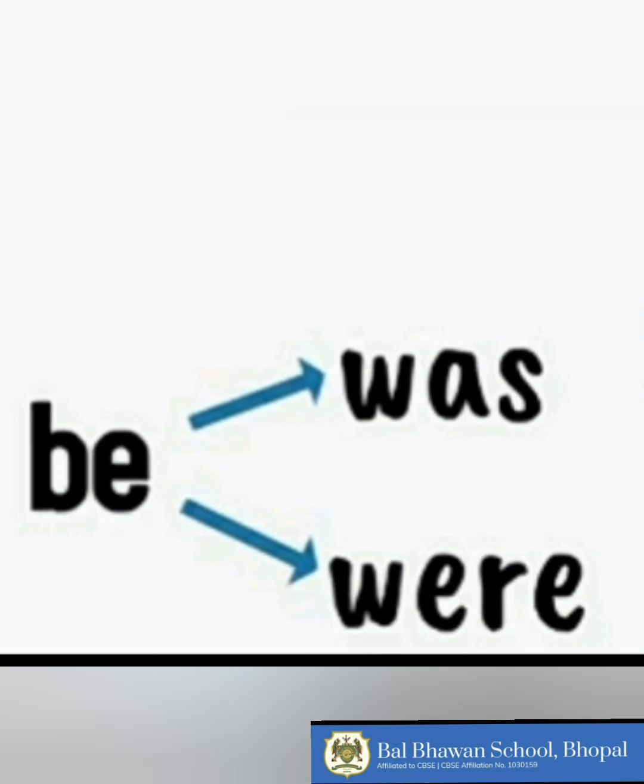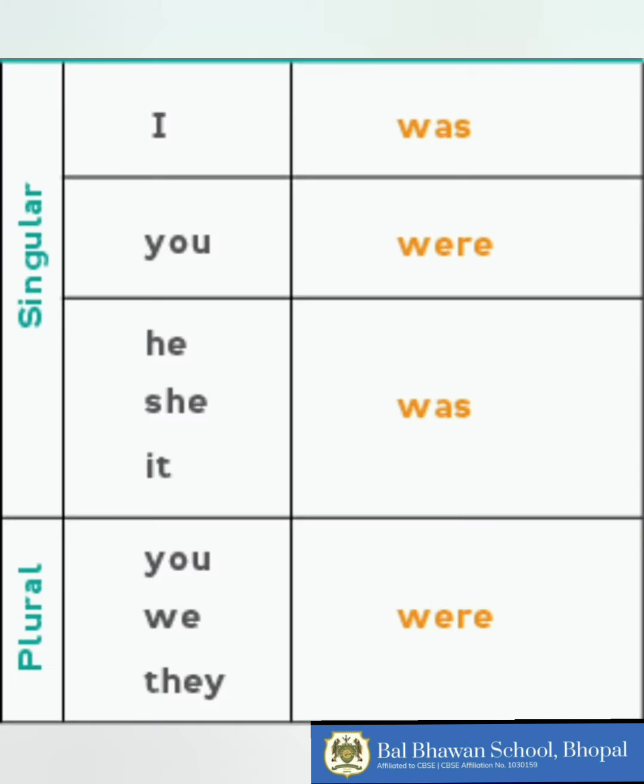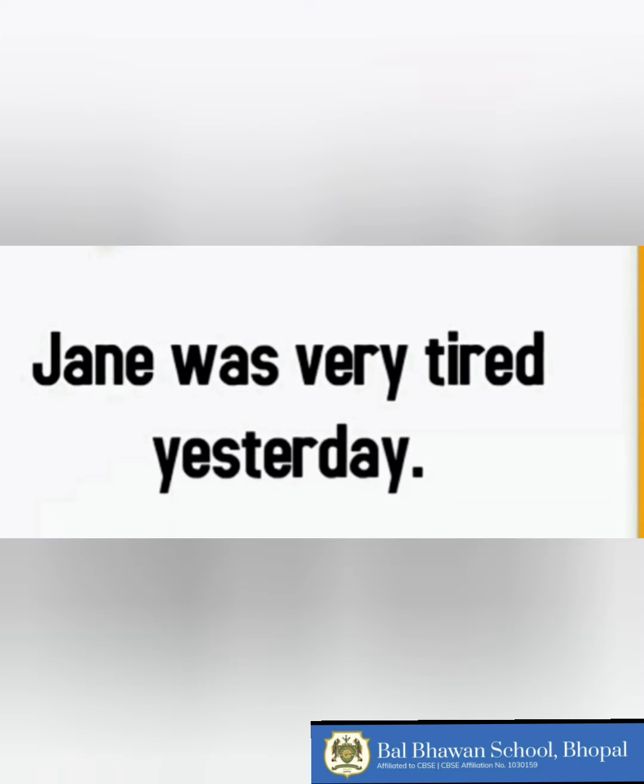Let us see examples for the being verb. The be verb becomes was and were in past tense. Look at this table, students. Here, the singular and plural pronouns are shown with the use of was and were. With singular pronouns like I, he, she, it, was is used. And with the plural pronouns like you, we, they, were is used. And you is used both in singular and plural.